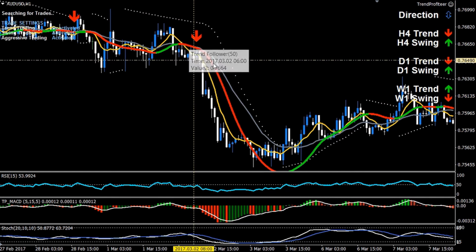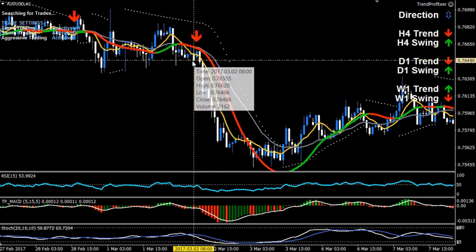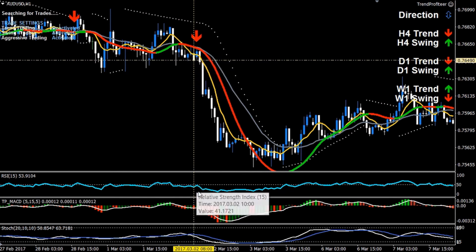The trend follower is red. The yellow moving average is below the gray moving average. Price is equal to or below the yellow moving average. RSI is 50 or below. It's below 50 in this case.